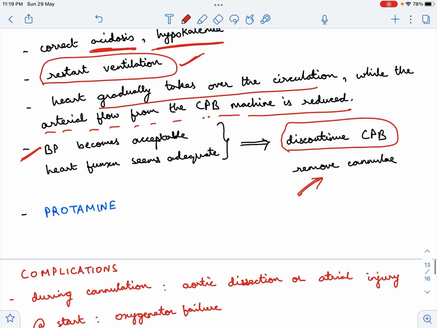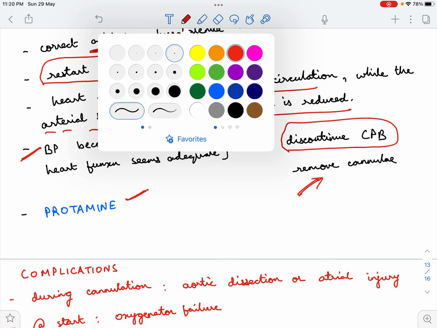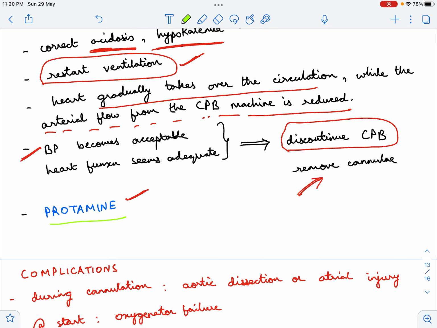Now, you will give protamine to the patient. If you remember, initially I had told that before you cannulate the patient for the cardiopulmonary bypass machine, you are going to have to fully heparinize the patient. So, now you are going to reverse that heparinization by injecting protamine.